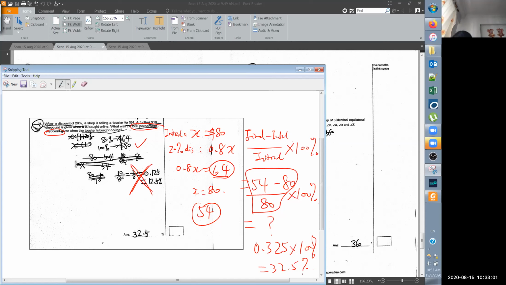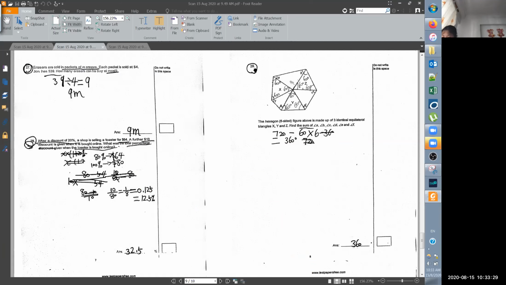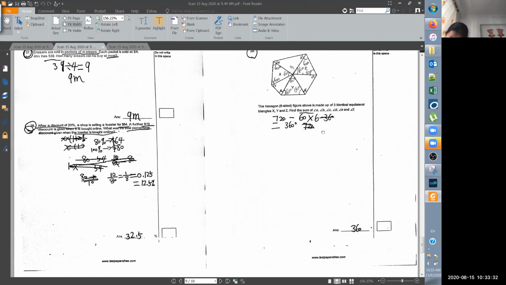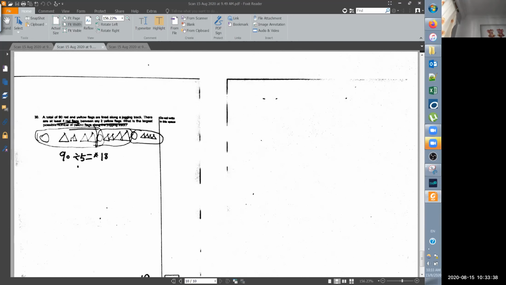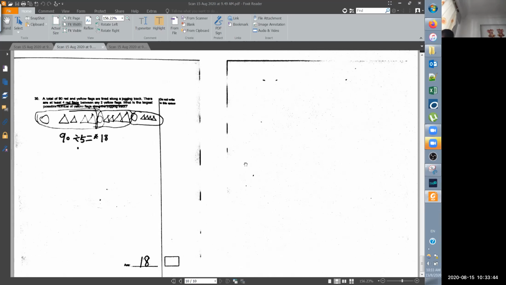Okay? Even though you get your answer correct, I don't accept this working. You are supposed to use this method, this formula for percentage discount, percentage increase, percentage decrease. Very, very simple. Okay, good. Next. Anything wrong with 29? No. Okay, good. Next. Anything wrong with 30? No. Okay, good.